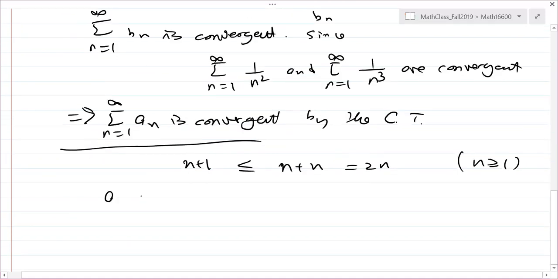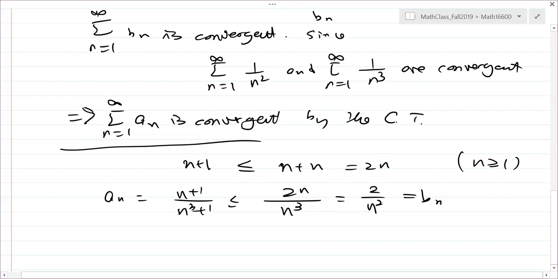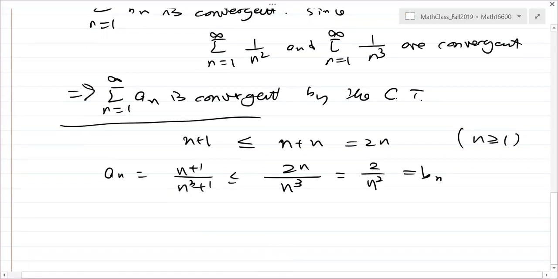So n plus 1 over n cubed plus 1 is less than or equal to 2n over n cubed, so just 2 over n squared, which is bn. Then it's just one single series, okay? So this is convergent by the P series, because the constant doesn't matter, right?